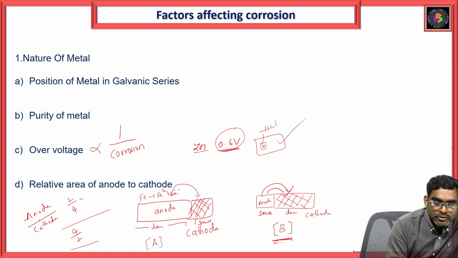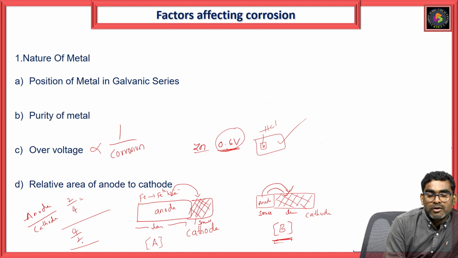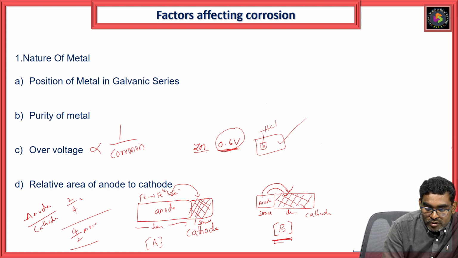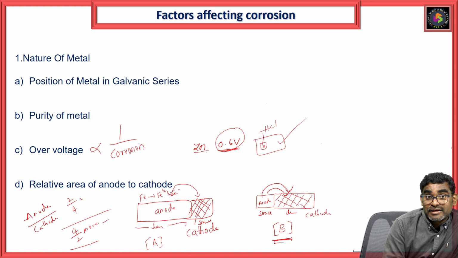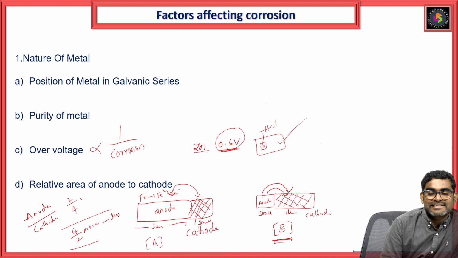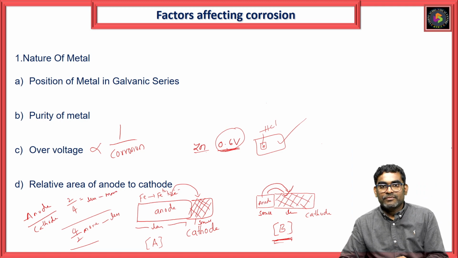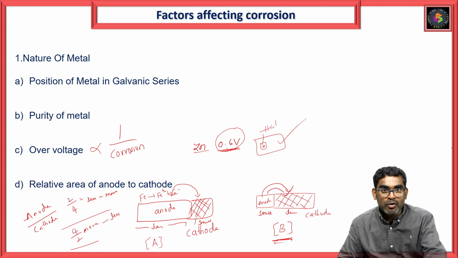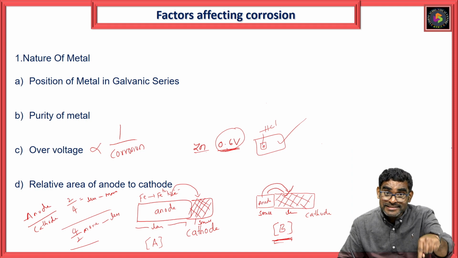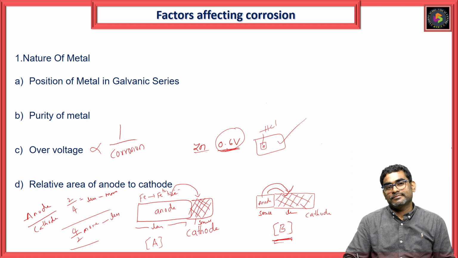Okay, so when the anode to cathode ratio becomes more, that is, when the anodes are large and the cathode is small, the rate of corrosion is less. Where the anode to cathode ratio is less, the rate of corrosion is more. No need to get confused. Anode to cathode ratio is more, then rate of corrosion is less, whereas anode to cathode ratio is less, then rate of corrosion is more.